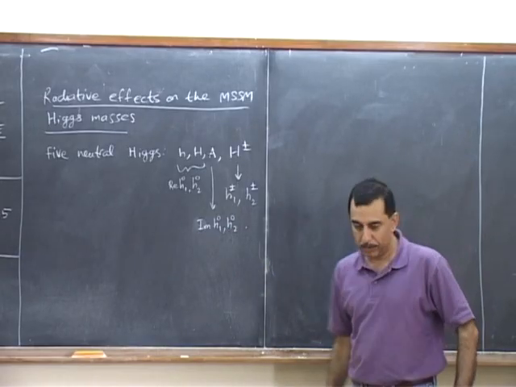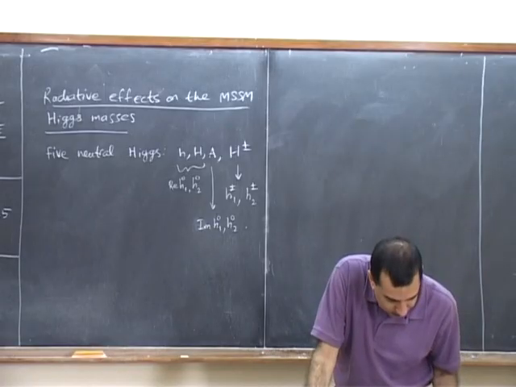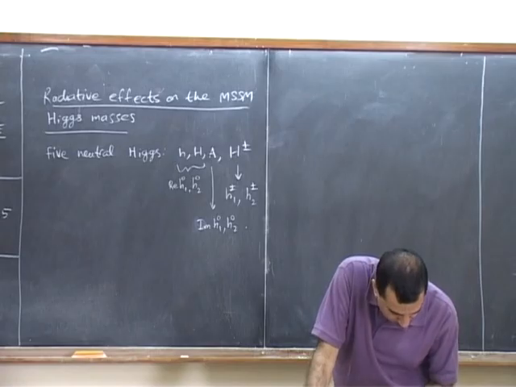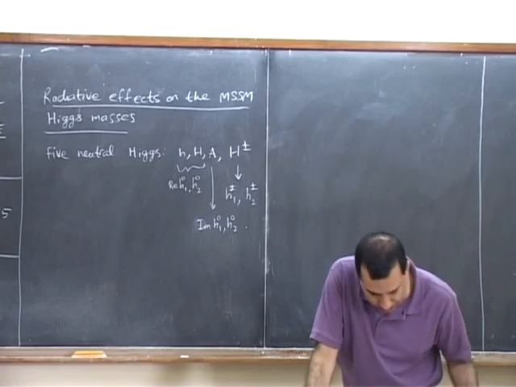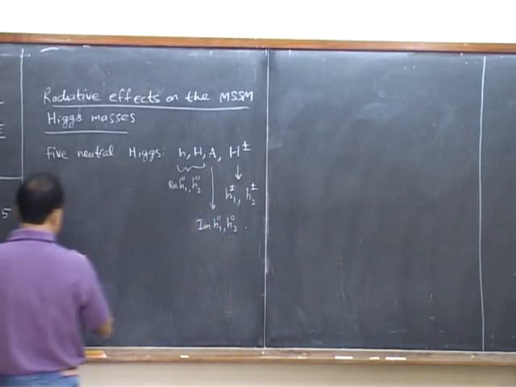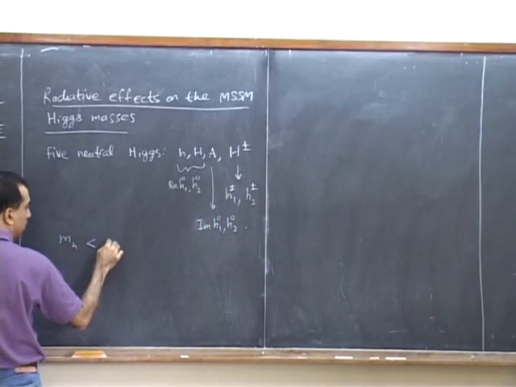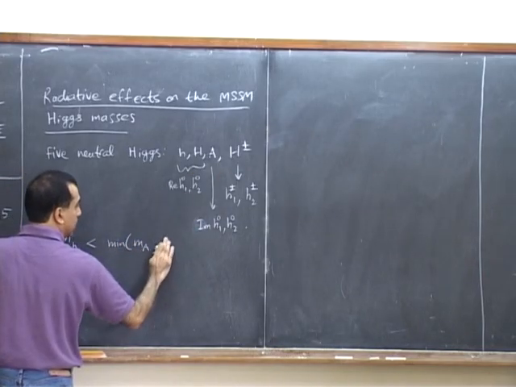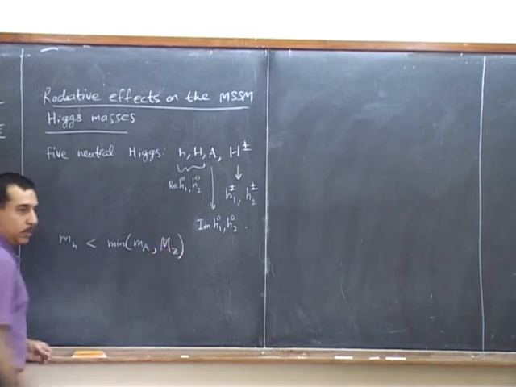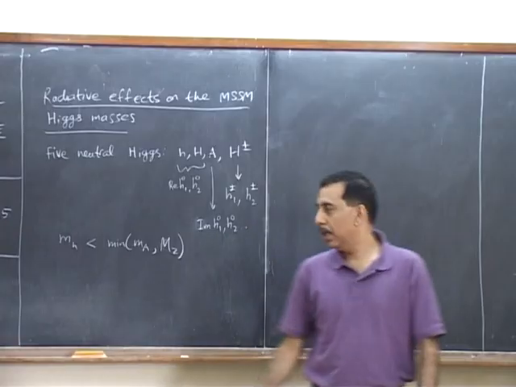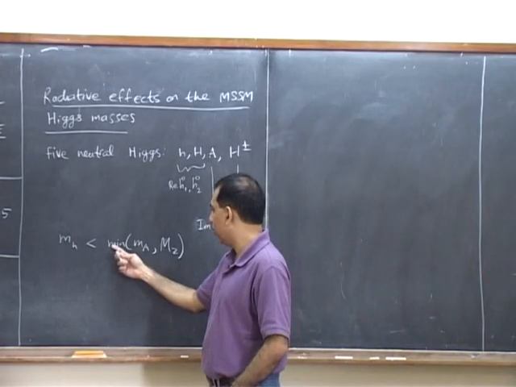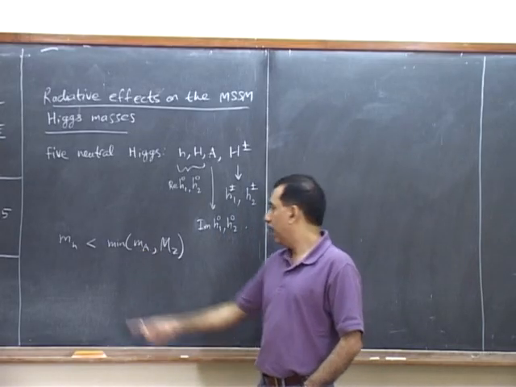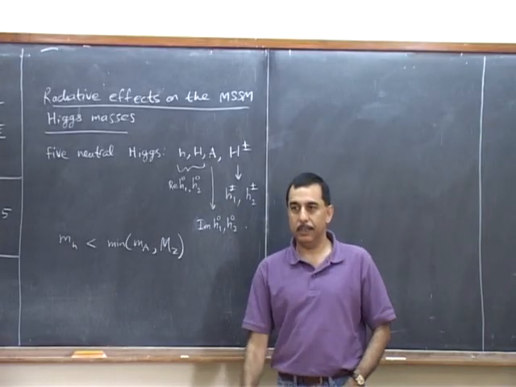So this was the structure of the 5 Higgs, and we found various mass relations among them, and one of the striking mass relations was that the Higgs small h has a mass less than the minimum of the Higgs A and the Z boson, which has a mass around 91 GeV. Since this is a stronger bound, that is the minimum of these 2, even in case MA is very heavy, Mh has to be lighter than the Z boson.